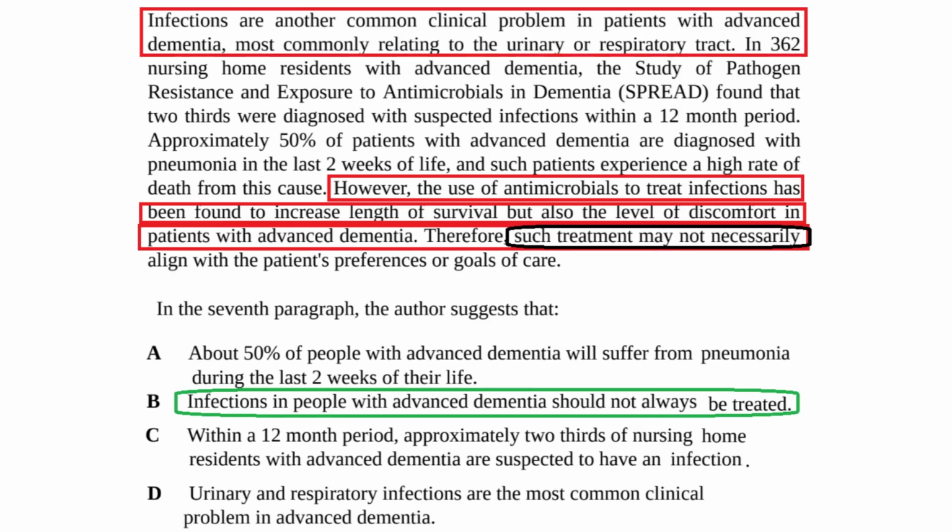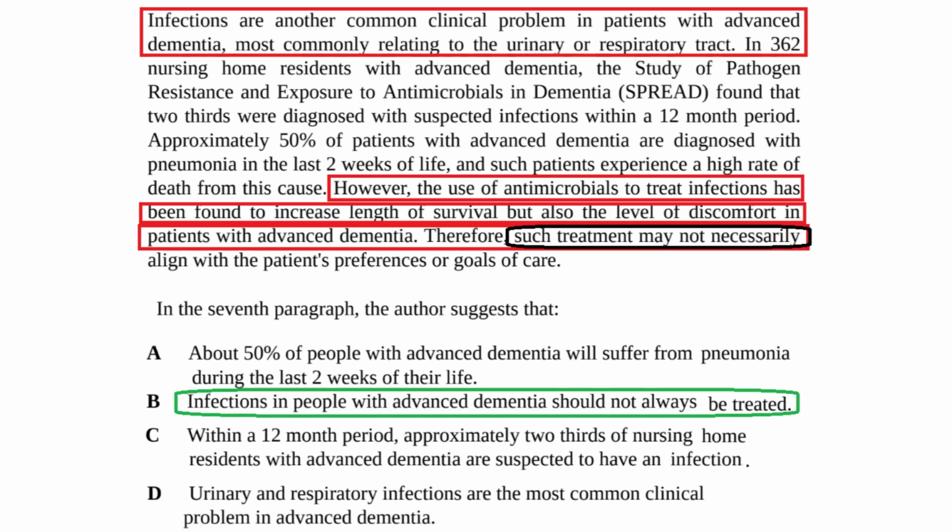The correct answer is option B. Infections in people with advanced dementia should not always be treated. Let's analyze why the other options are incorrect. A. About 50% of people with advanced dementia will suffer from pneumonia during the last 2 weeks of their life. This statement is not directly supported by the passage.